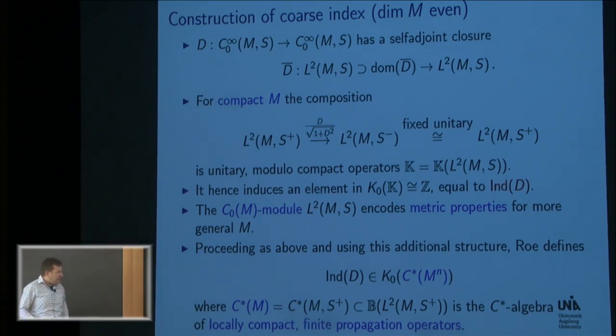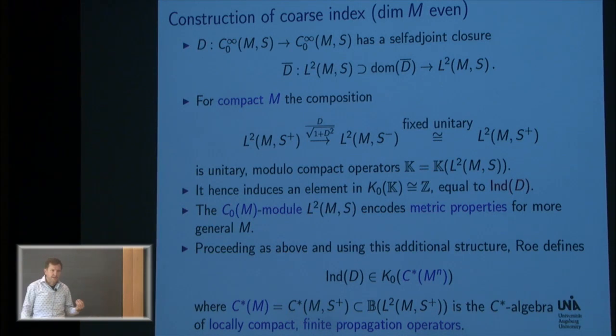And the interesting point is this encodes metric properties. When we want to localize properties onto certain parts of our manifold, we can say, okay, let's take a function phi which has support in this or this region, and apply the corresponding module structure here. This means we take an arbitrary L2 section and first multiply it with some specific function with some specific support, and then we apply our Dirac operator. So this gives us the possibility to encode metric properties for more general M.